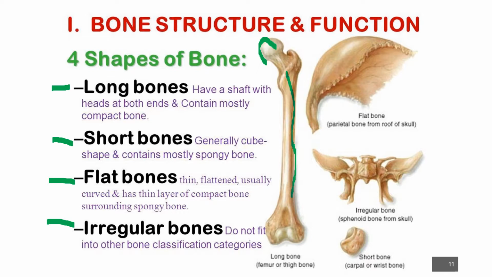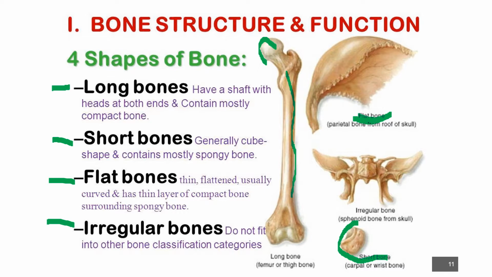Short bones are usually cube-like. So this would be a short bone right here. It contains mostly spongy bone. Flat bones are thin, flat, and usually curved. A lot of times they're used to protect vital organs or anything that's in our body.